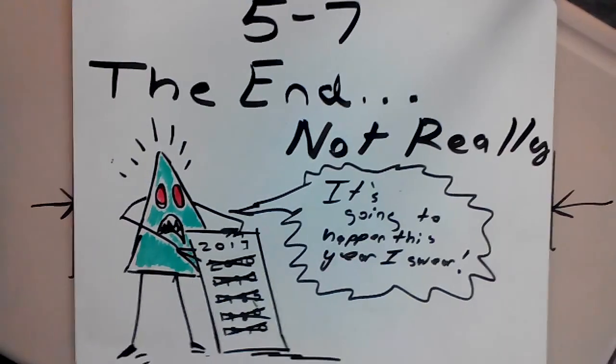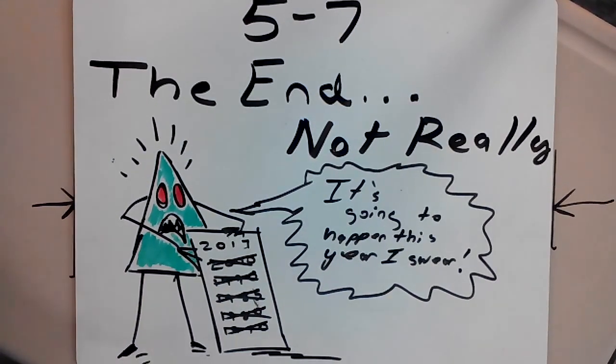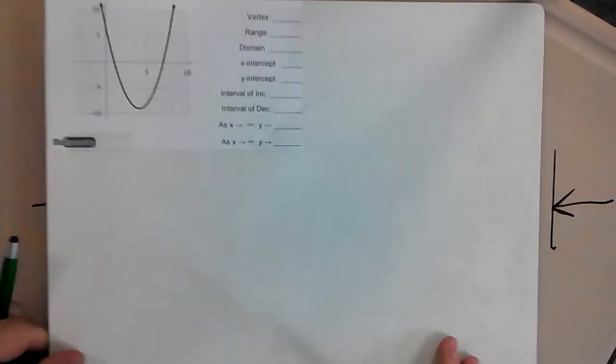Hey guys, okay, we're gonna do the video for 5-7. All right, we're gonna do the end behaviors. Okay, so we're gonna do two examples on this, and here's the first one.